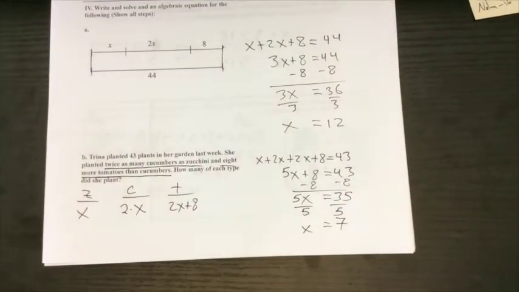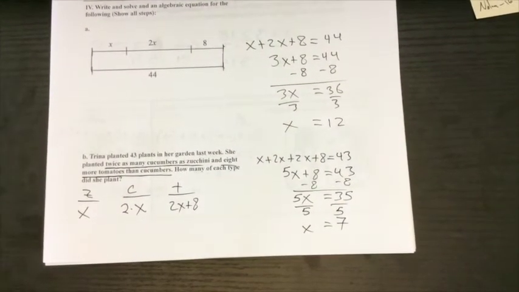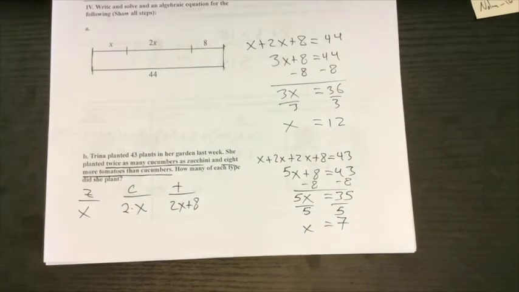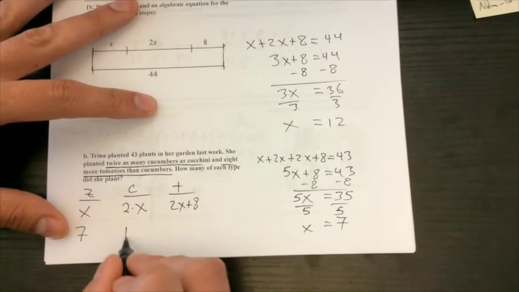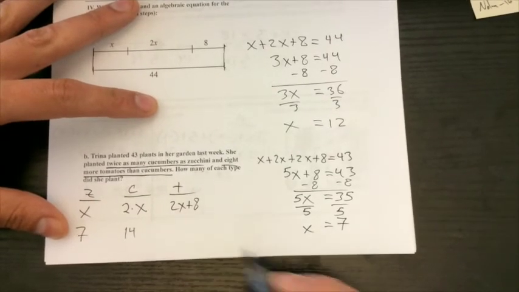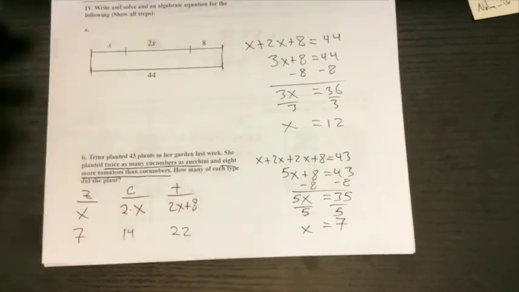Now, a whole bunch of you stopped there, but it's not enough just to tell me x is 7. I need to know the other vegetables too. So if x was 7, that's zucchini. 2 times 7 would be 14. And 2 times 7 plus 8 would be 22.